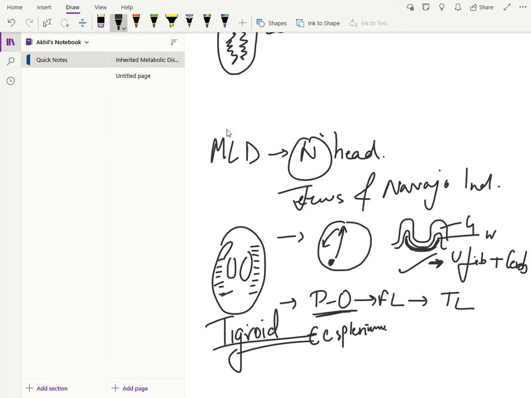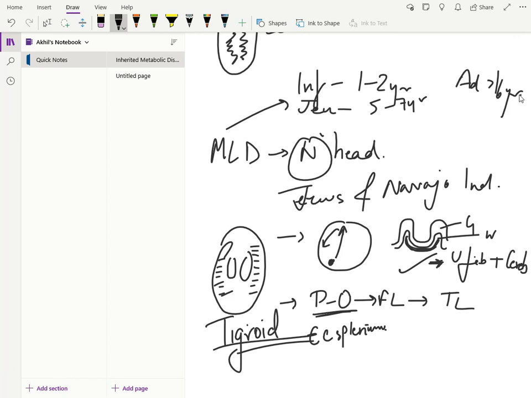Now, metachromatic leukodystrophy can be of three types again. It is the infantile type, which is affecting the 1 to 2 year age group. Then you have the juvenile type, which often affects 5 to 7-year-old kids. And then you have adult onset, which is more than 16 years. Now, MLD is the most common leukodystrophy, so that is often an MCQ question.